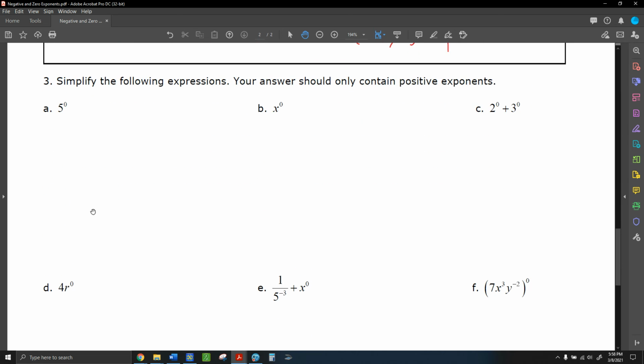Letter A, 5 to the 0 power. Anything to the 0 power is equal to 1. Letter B, x to the 0 power. Again, variables as well. So x to the 0 power is equal to 1. Letter C, 2 to the 0 power. We know 2 to the 0 is 1. Plus 3 to the 0. Well, 3 to the 0 is also 1. We have 1 plus 1, or 2.